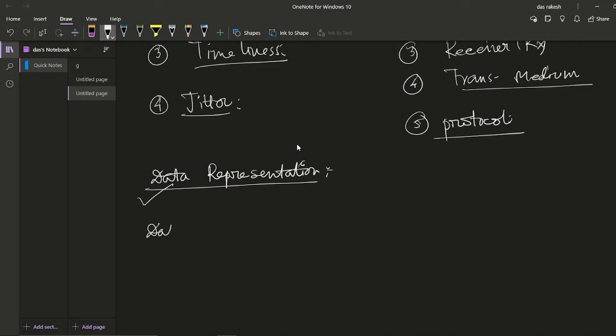Next we discuss data flow. In a communication, data flow is very important. There are several types of data flow. First of all is known as simplex mode. So what is that?